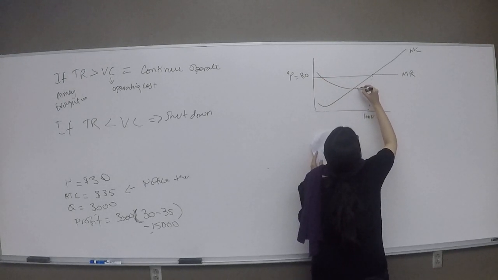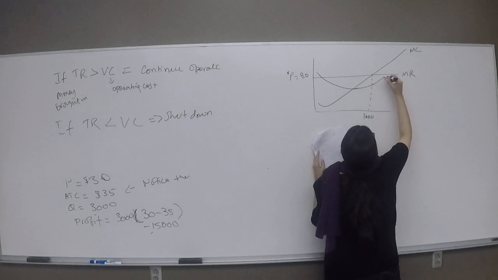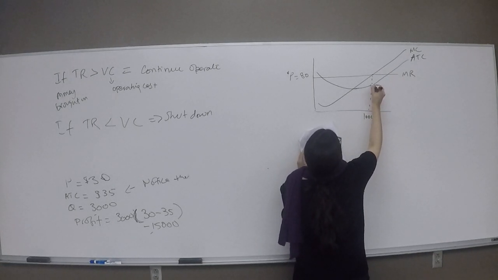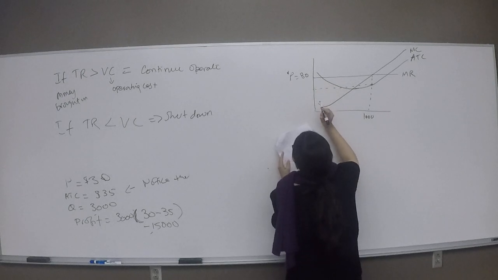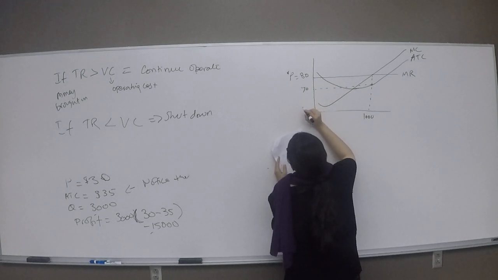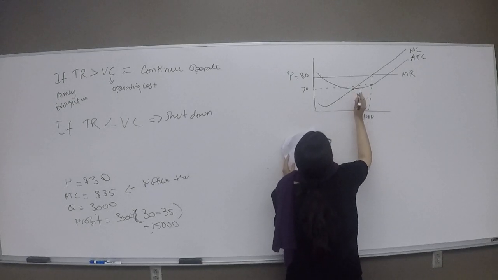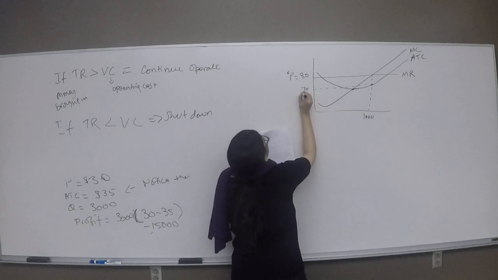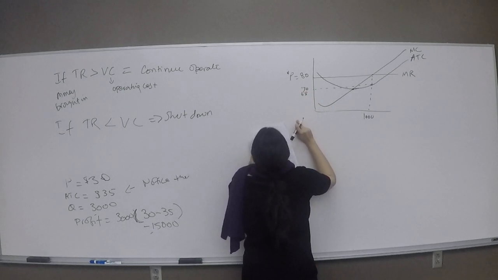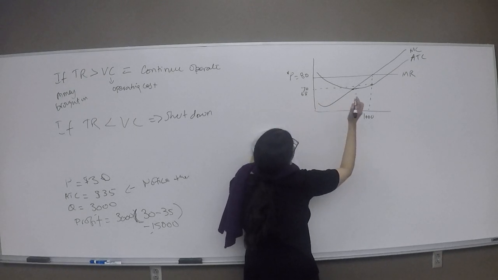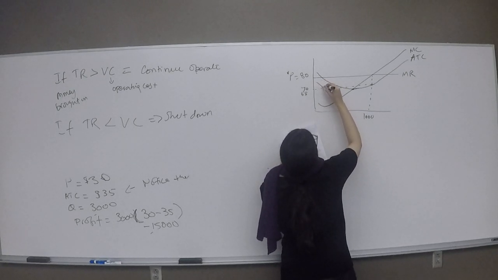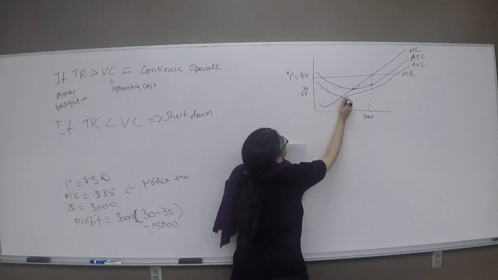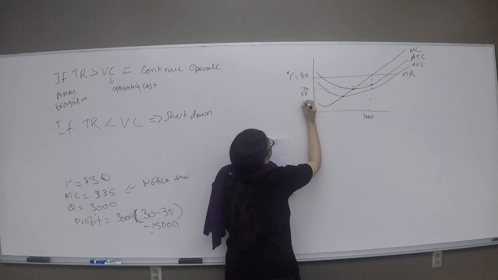Your first curve is your average total cost curve. The minimum point of the average total cost curve is $68. The minimum point of the average variable cost curve is $40.